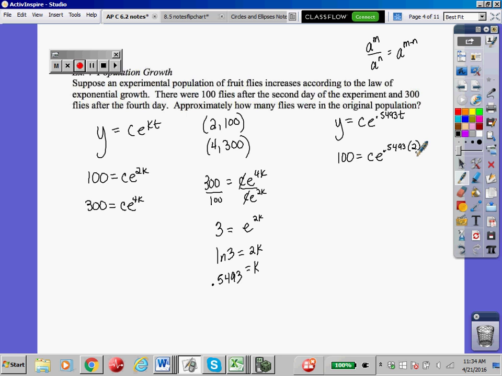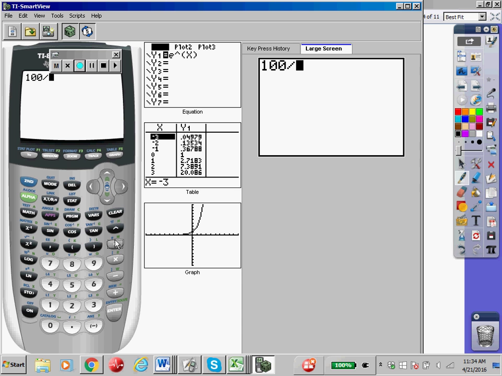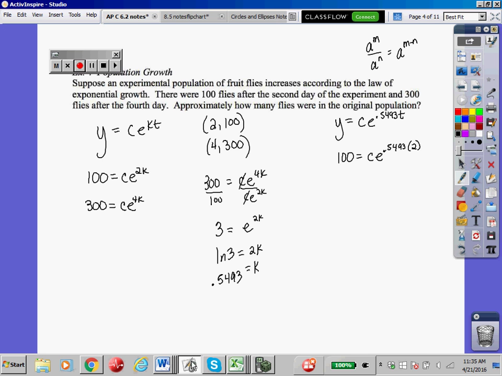All right, so on my calculator, let me show you how you do that. This will be 100 divided by e to the x times 2. And you should be getting 33.3 repeating, basically 1/3. So this is y equals 33.33 e to the 0.5493 t power.